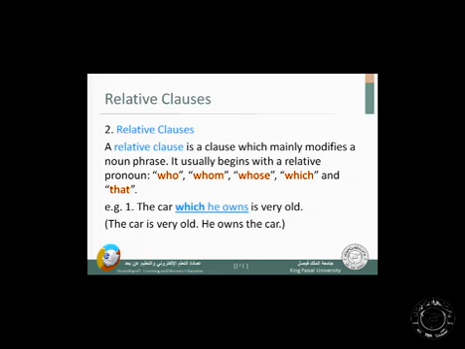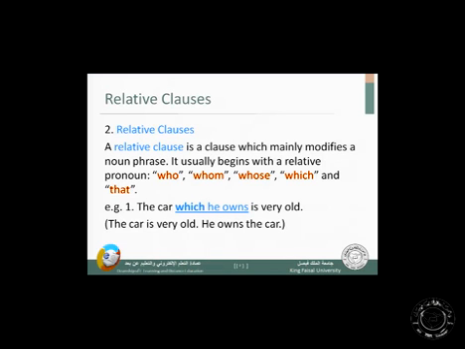When we say the car is very old, we don't know much about the car. So which car is this? Which car are we talking about? But when we say the car which he owns, or which Ahmed owns, or which Muhammad owns, we now know more about the car. So which he owns is a relative clause that modifies the noun phrase the car.